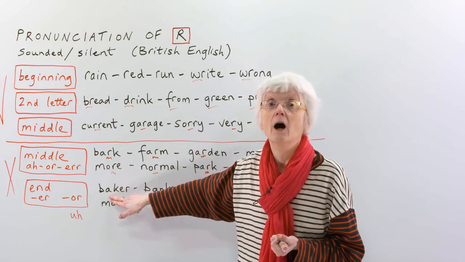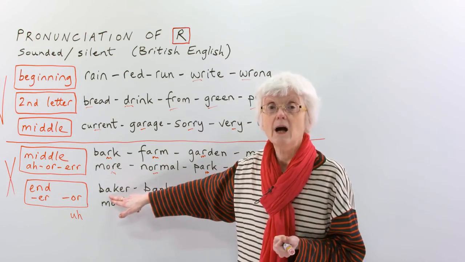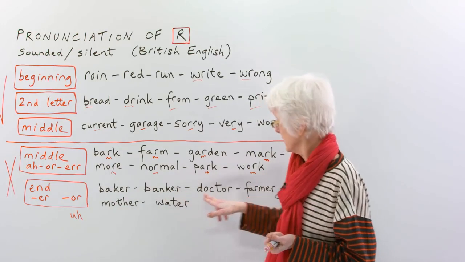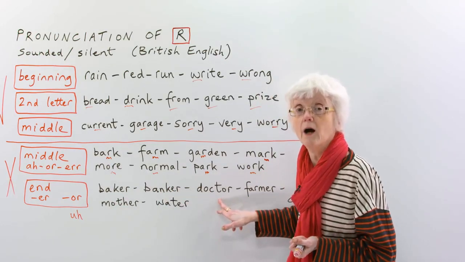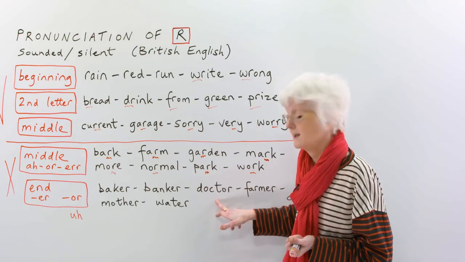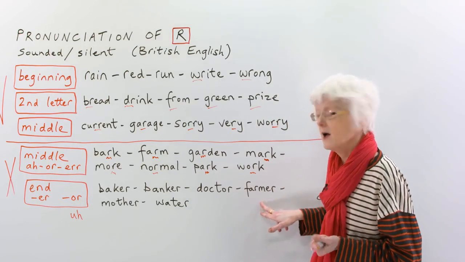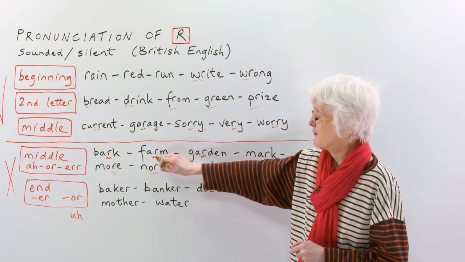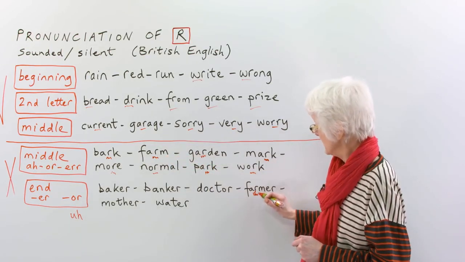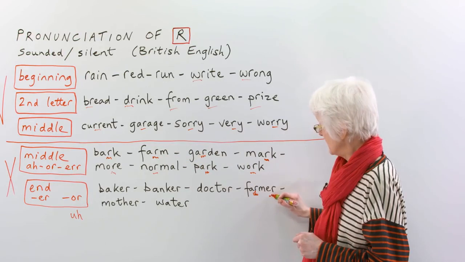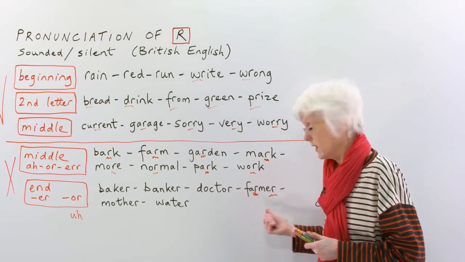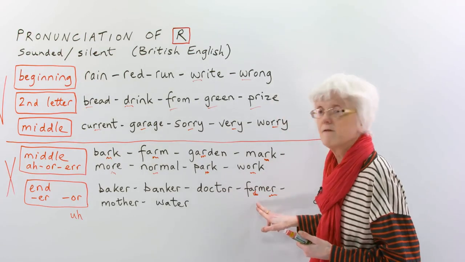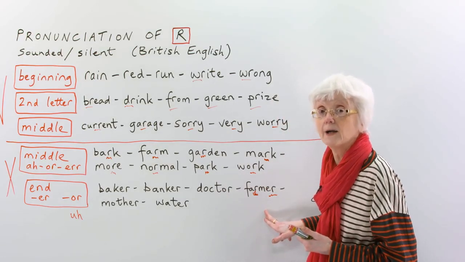So baker, baker, and banker, and doctor, doctor. And we've got two here, haven't we? We've got the R in farmer, farmer. So there are two R's in farmer, and both of them are silent. Farmer. Okay.